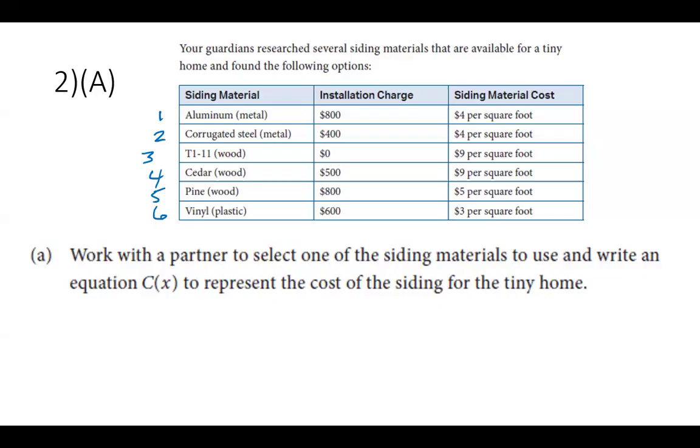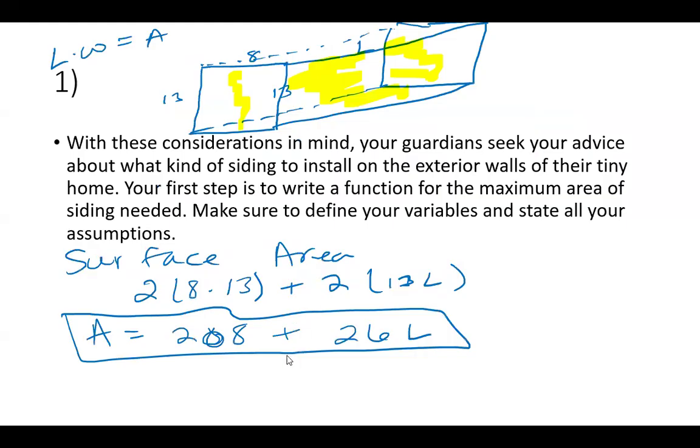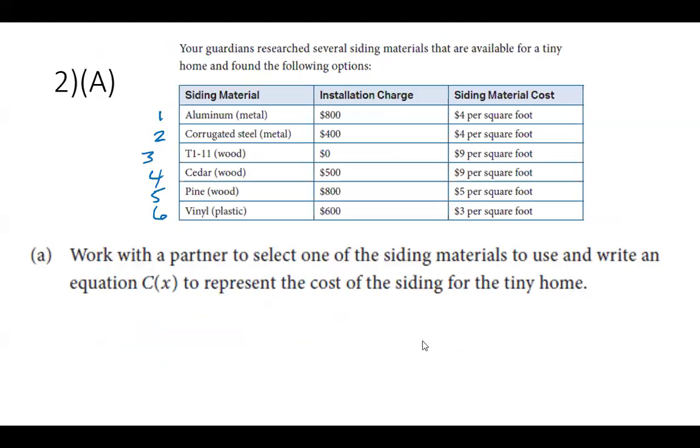Well, you already had your total amount that you needed. You need 208 plus 26 times L amount of material because that's the surface area you're covering. So if I tell you the cost, then you're taking this and multiplying it by that set cost. Does that make sense? No matter what the cost is, you're taking what you need and multiplying by what it costs.